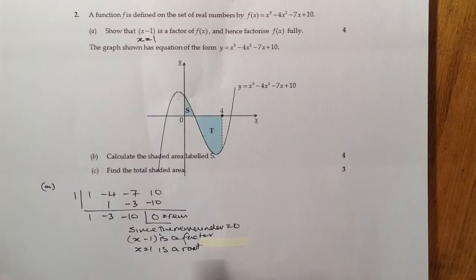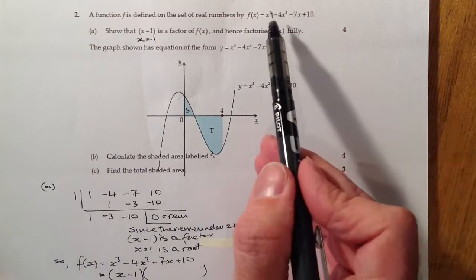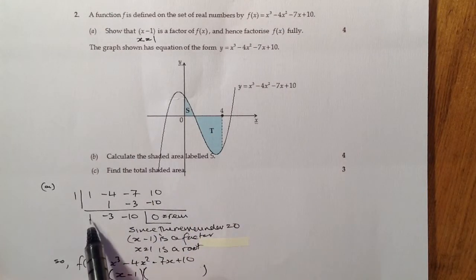Okay, and then from there, what I'm going to do is write down the function. So the function was x cubed minus 4x squared, minus 7x and plus 10. And I'm going to be replacing that with the first factor that I have, which is x minus 1. And I'm going to have a trinomial that's going to come from the quotient here. So remember, that was an x cubed that it started with, so that there will be the coefficient of x squared. So what I've got is an x squared minus 3x minus 10.